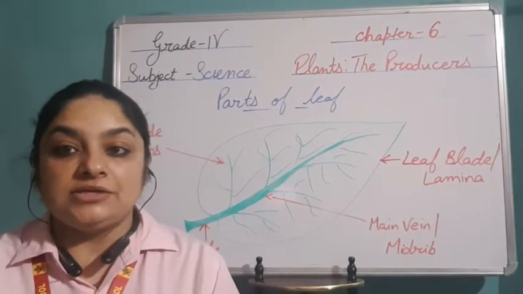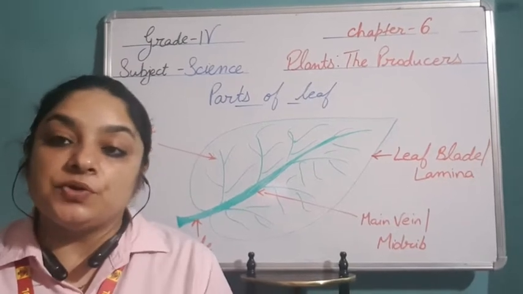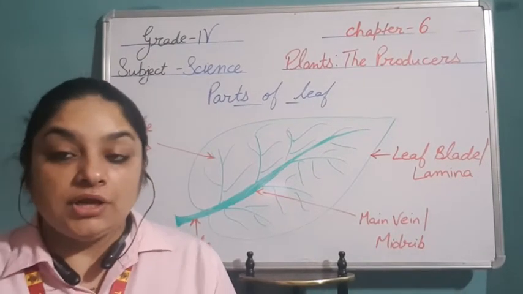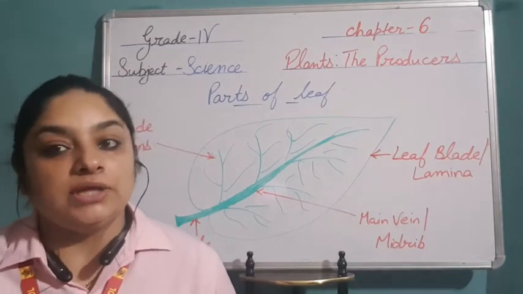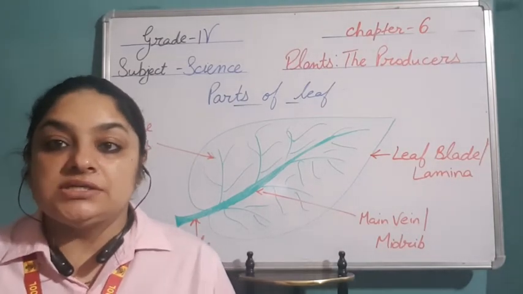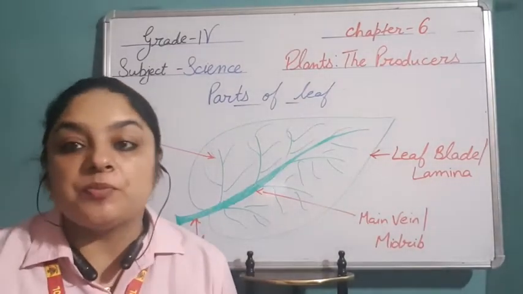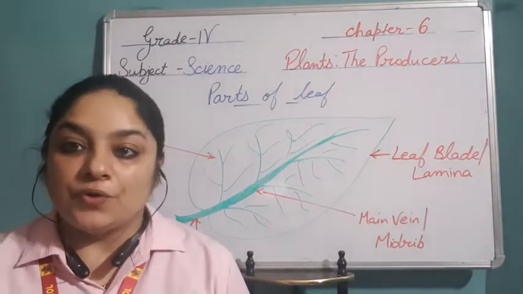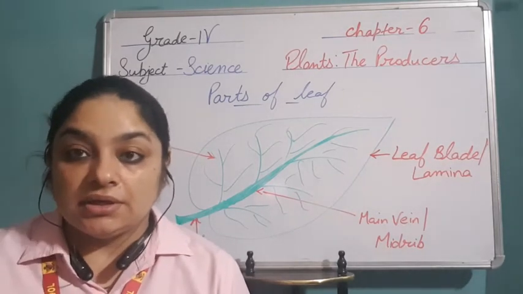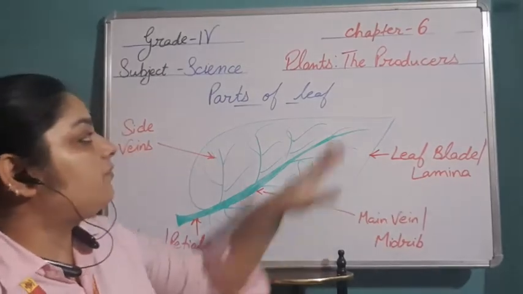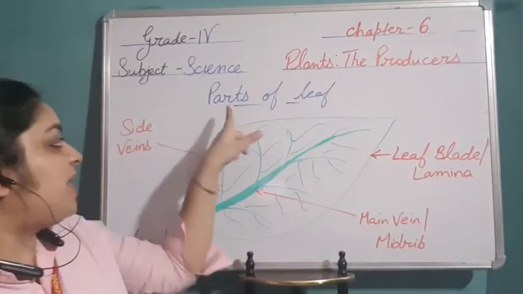Hello everyone, in today's lecture I will teach chapter 6, Plants: the Producers, of grade 4. Now first of all, do you know what producers are? Those which produce anything. We call plants producers because plants prepare their food on their own. For their food they do not depend upon anyone else, and this function of preparing food is performed in plants by the leaf.